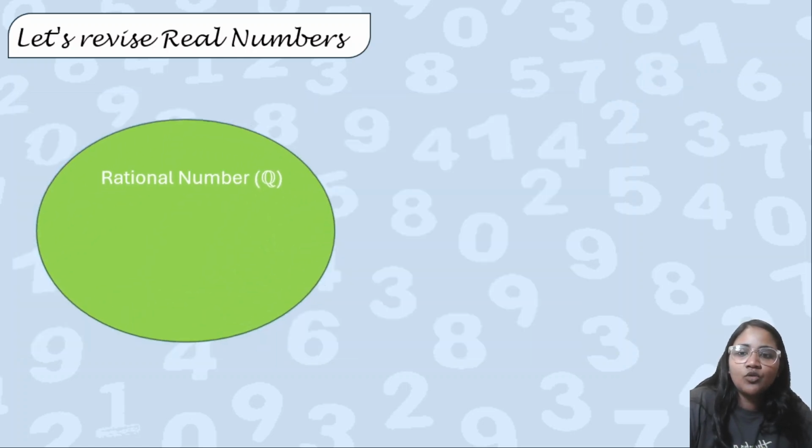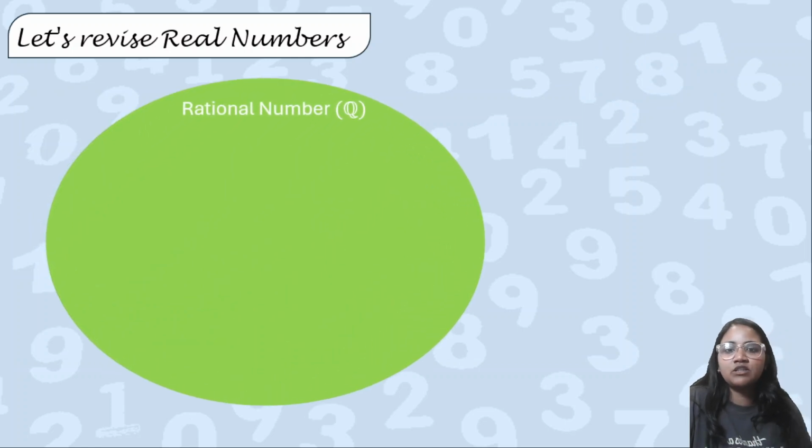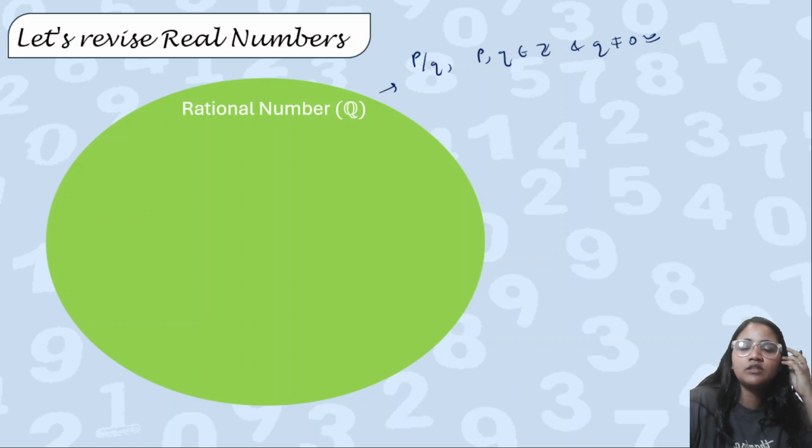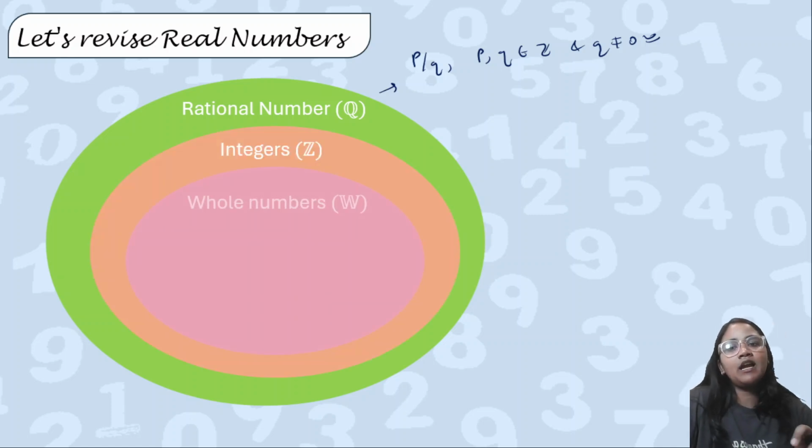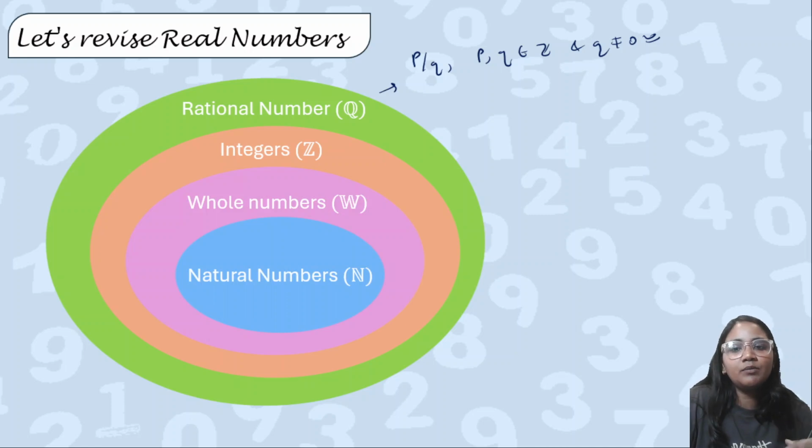Okay, so rational numbers, we know rational numbers. What are rational numbers? P by Q form, where P, Q belong to integers and Q is not equal to 0, right? Rational numbers contain integers. Integers are contained in rational numbers. And then we know that whole numbers are contained in integers and natural numbers are contained in whole numbers. We all know this, right?